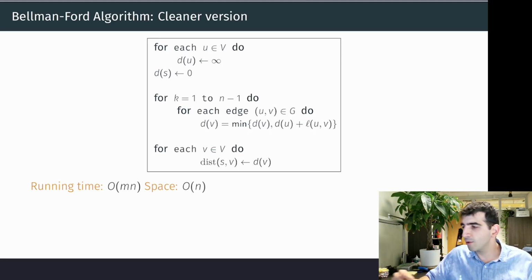So that's the Bellman-Ford algorithm. We're going to discuss some details about the Bellman-Ford algorithm next.